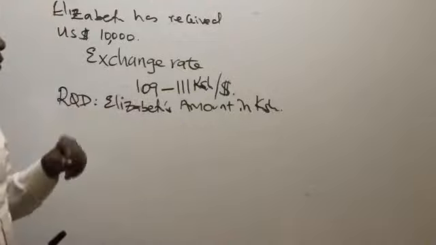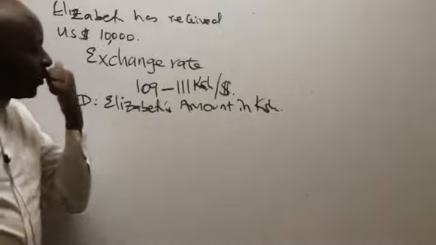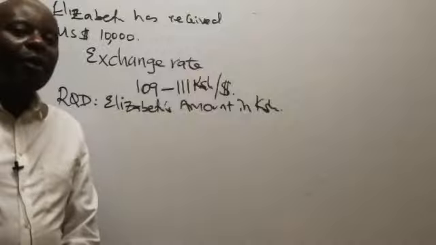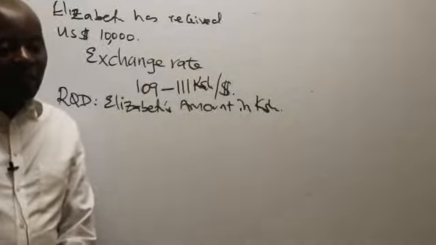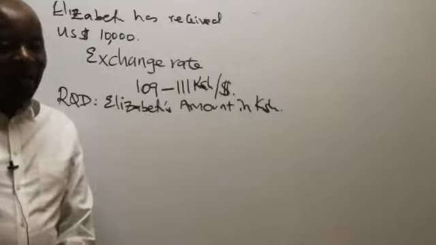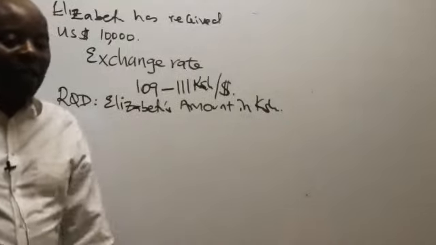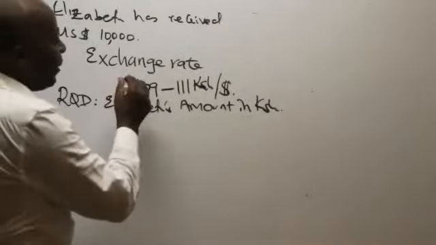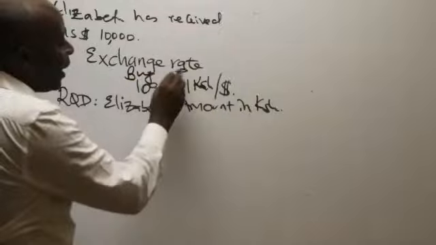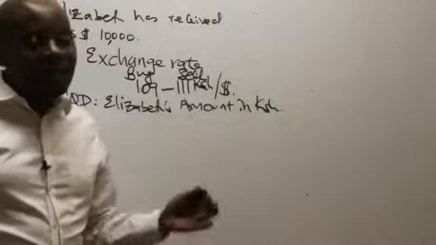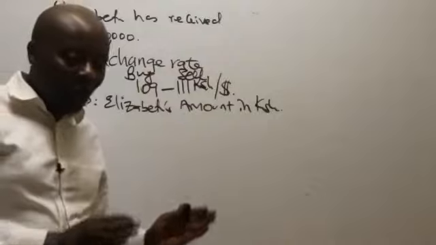So first of all, between 109 and 111 Kenya shillings, which one in this case will be the bank's buying rate? They're right. 109 in this case, the smaller one, becomes the buy. So this becomes the buy and this becomes the sell. They buy low and they sell high. I love that. They buy low and they sell high.